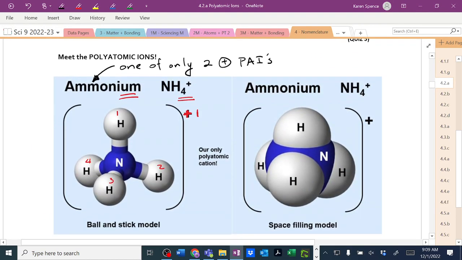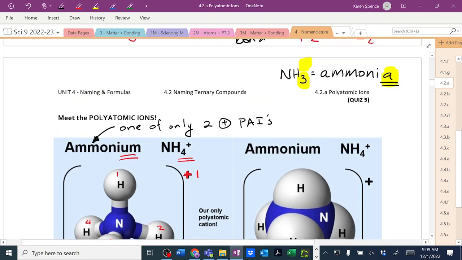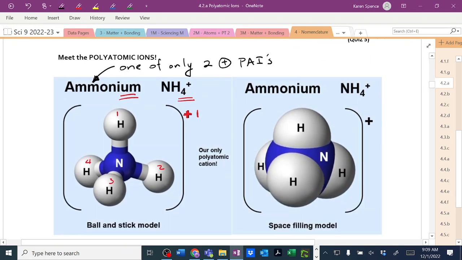So we had looked yesterday at ammonium, which is different from ammonia. Ammonia is NH3 and it has no charge whatsoever, but ammonium is NH4 and it has a positive charge. So you can see there's one N and 4 H's. And just a reminder, it is one of only 2 positive polyatomic ions.